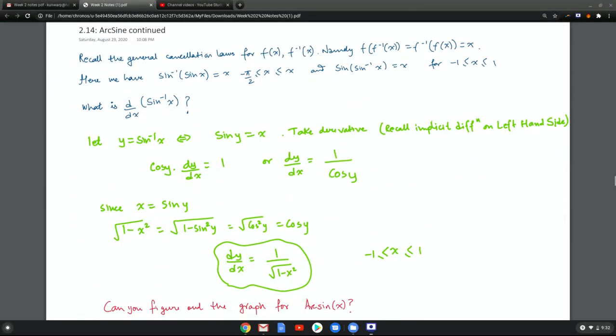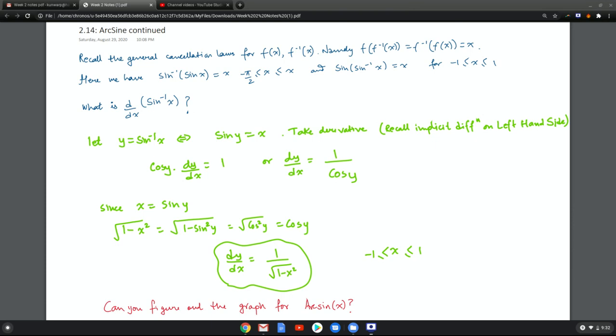Let's continue talking about arc sine. By the general cancellation laws for a function and its inverse, f of f inverse x equals f inverse of f of x equals x. So we have sine inverse of sine x is x when x is between negative pi over 2 and pi over 2, and sine of sine inverse x is x for x between negative 1 and 1.